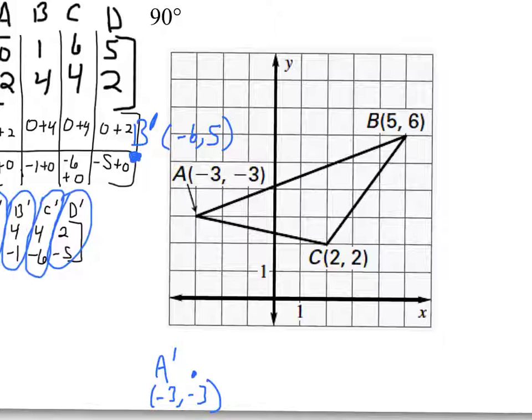And C prime is going to end up at negative 2, positive 2. That one's probably the easiest to graph. Negative 2, positive 2. So again, make sure you have them labeled clearly. Let's draw some dotted or dashed lines in here. Alright, and it looks like it was just rotated 90 degrees.